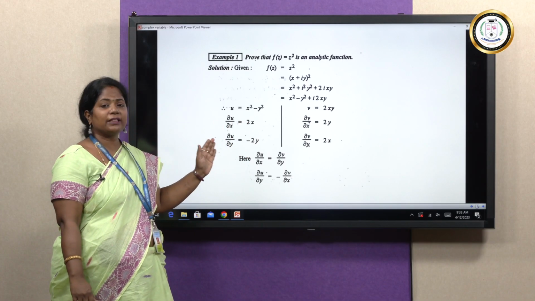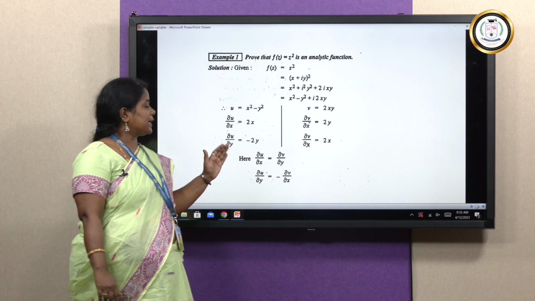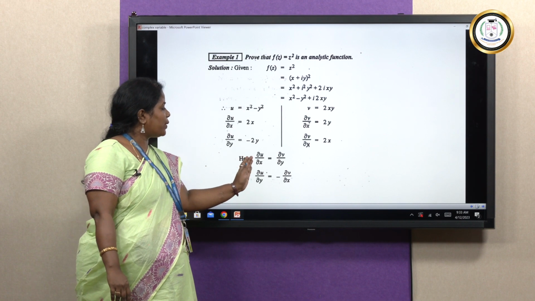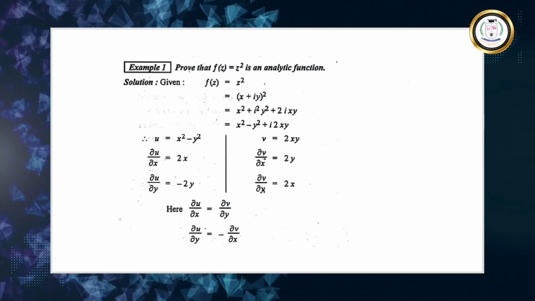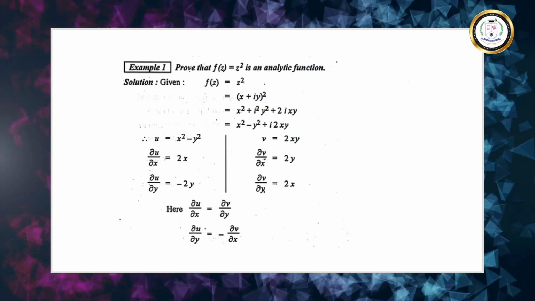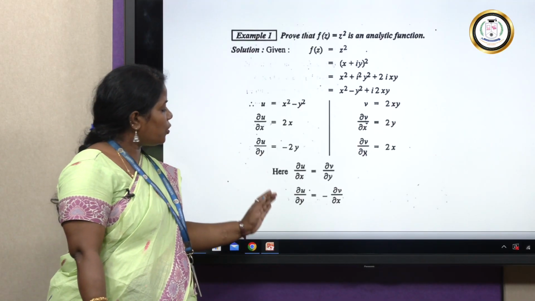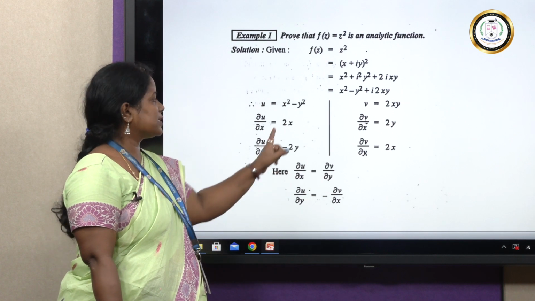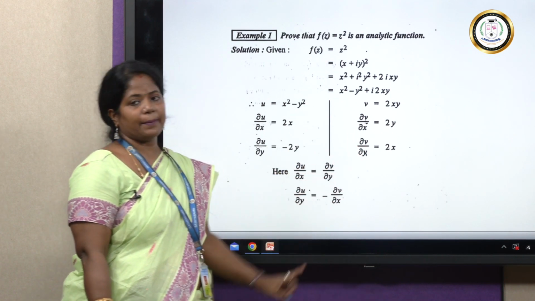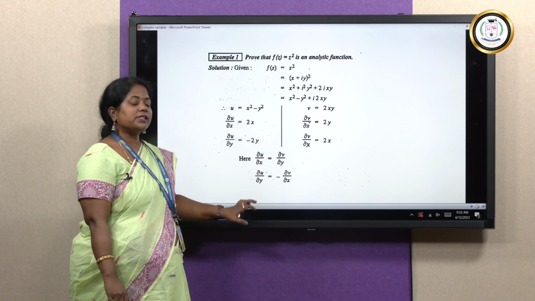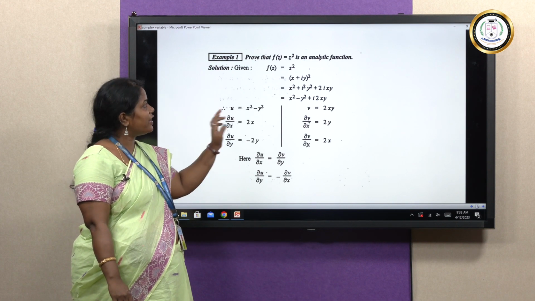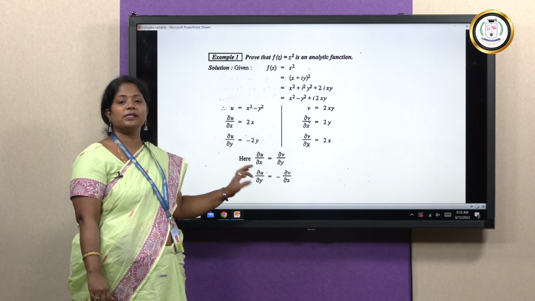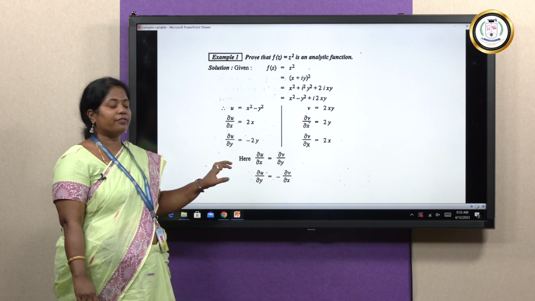Now we have to check the CR condition. So what is the CR equation? ∂u/∂x is equal to ∂v/∂y, and ∂v/∂x is equal to minus ∂u/∂y. Both the values are same. So CR equations are satisfied. Hence the given function f of z is equal to z square is an analytic function.